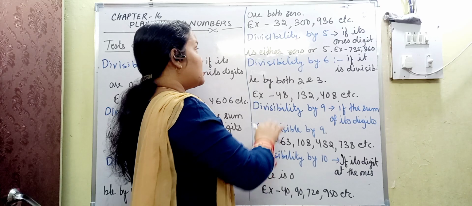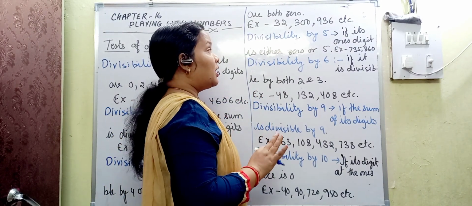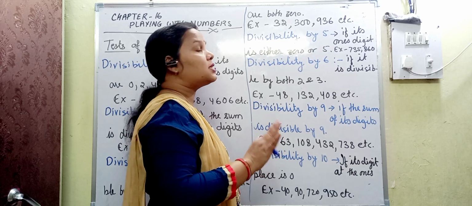Okay. Now next is what? Divisibility by 5. The easiest method is what? If its ones digit is either 0 or 5.